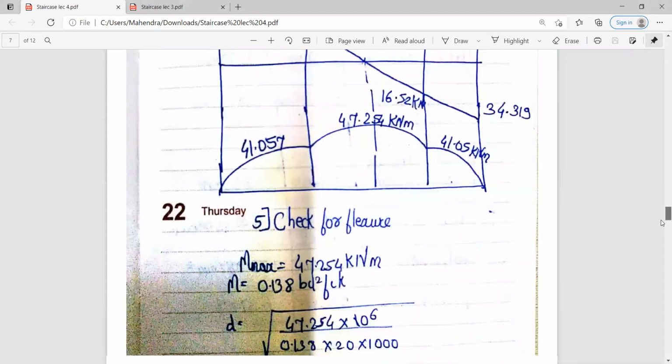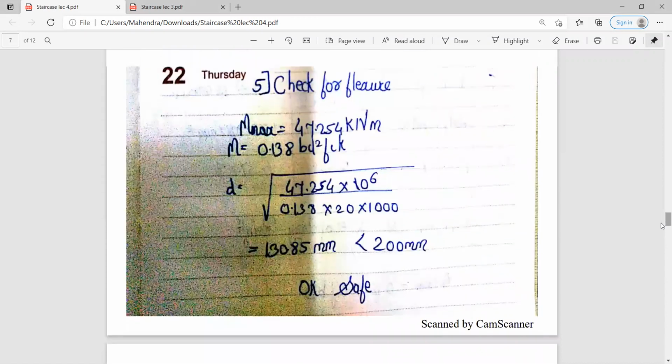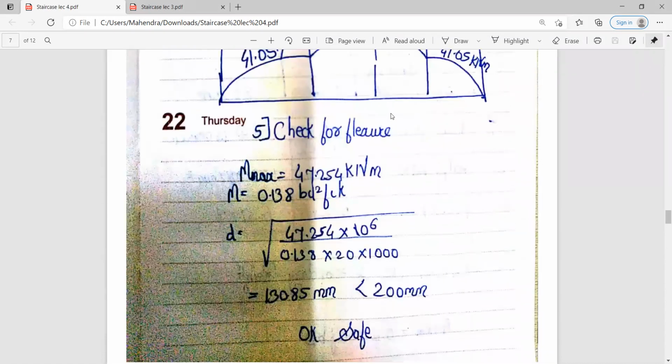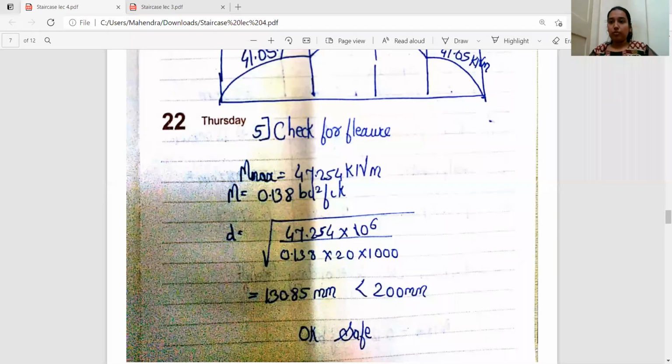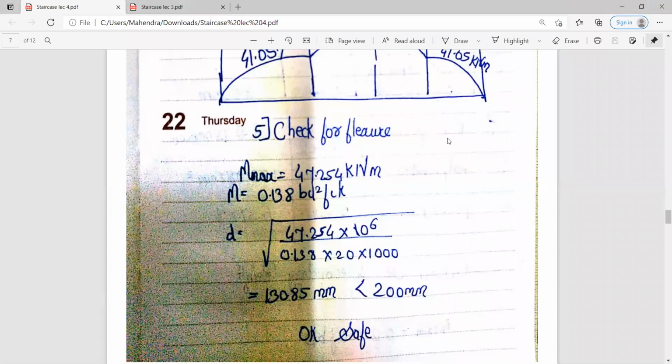Then check for shear. Check for flexure. So for flexure, we need to calculate the maximum bending moment. So maximum bending moment is 47.245. Maximum bending moment comes up to be 47.254 kilonewton meter.